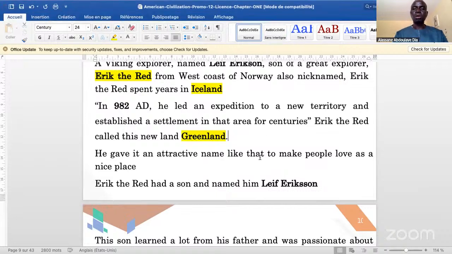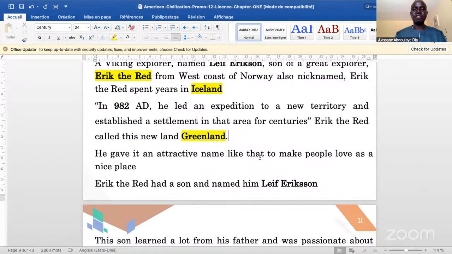Why did he call it Greenland? He gave it an attractive name like that to make people love it as a nice place. He wanted it to be a very nice place. He wanted it to be an attractive place. And Erik the Red called it Greenland. You understand, class? And now what happens?